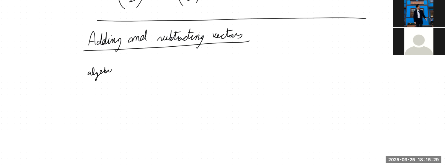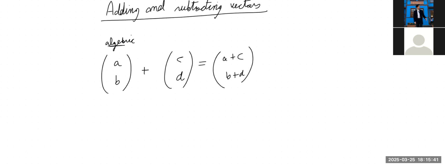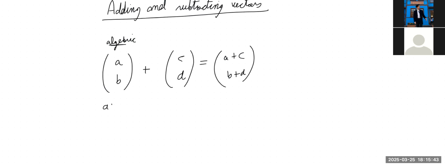It makes life super easy. If you have two vectors like A, B, and you want to add it to C, D, just add A to C and B to D. That's it. A plus C, B plus D, and that's the answer. Similarly, you can write the same question as AI plus BJ plus CI plus DJ, and you can do the same thing. So you're going to have A plus C I, and then plus B plus D J. This tells you the same answer, right? So this is easy.